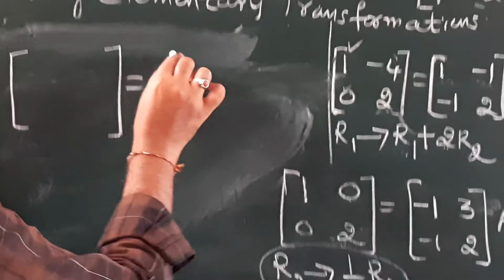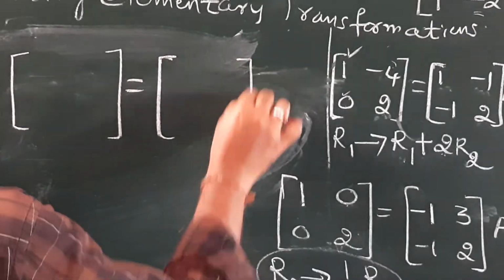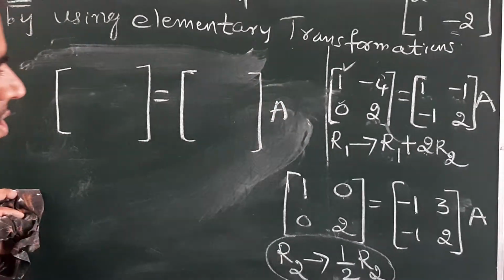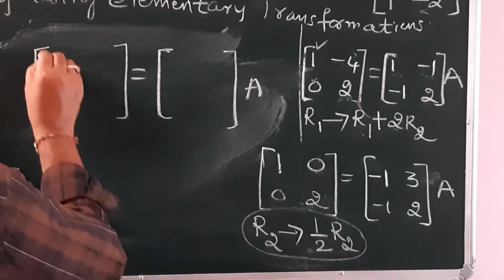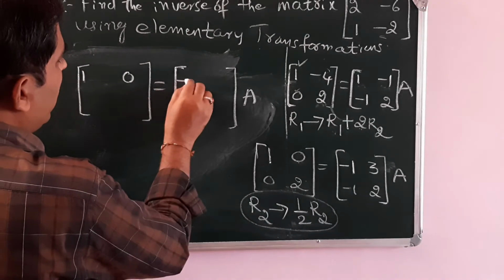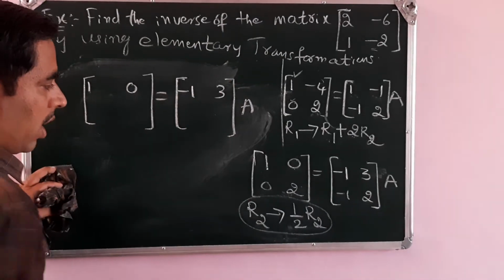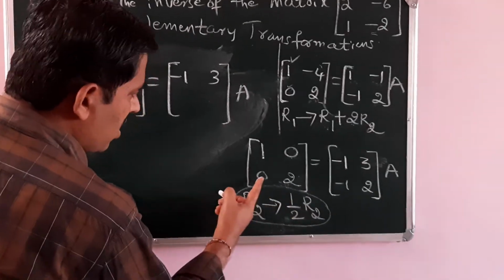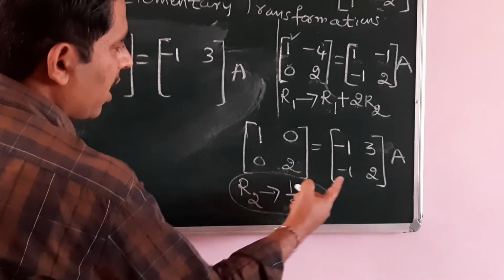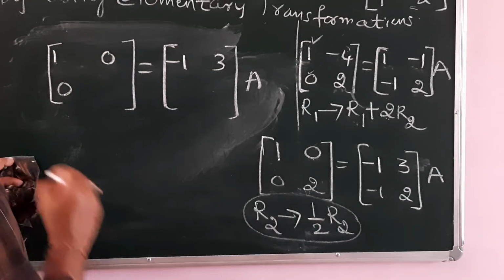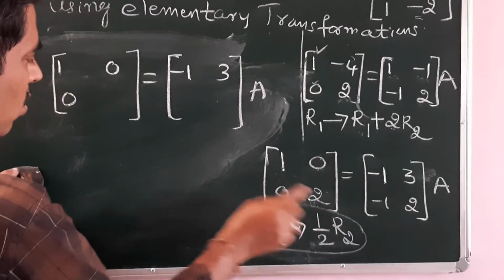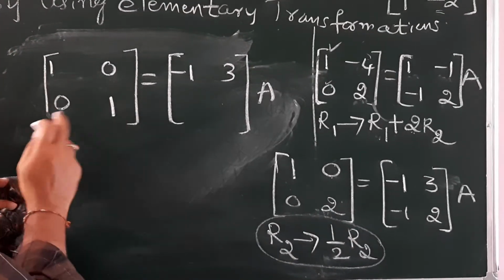So I will write here on both sides. Write this here as it is. See here I am applying on the second row. So the first row I will write as it is. Okay. See half into R2 means multiply every element of the second row on both sides by 1 by 2. See 1 by 2 into 0, 0. 1 by 2 into 2. So 2 cancels, I get 1. See 1 0 0 1.